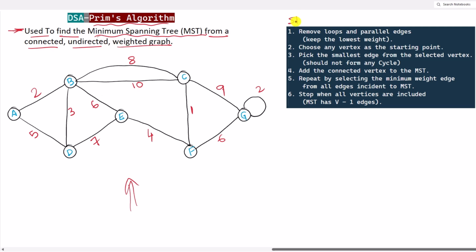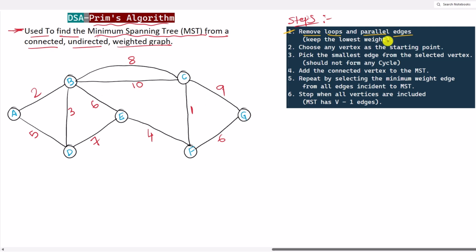Here are the steps of Prim's algorithm that we're going to follow. In Prim's algorithm, the first step is to remove all the loops and the parallel edges in our graph. Here you can see this is one self loop, so we have to remove that from our graph. We do not care about the weight of the loop, we just have to remove it.